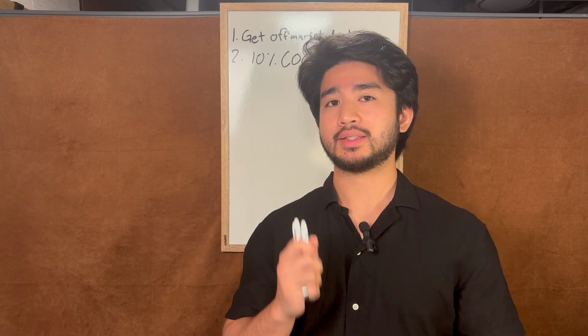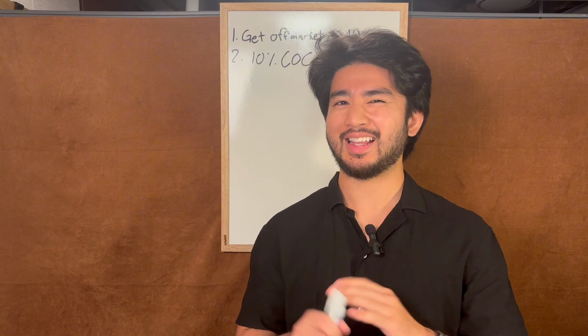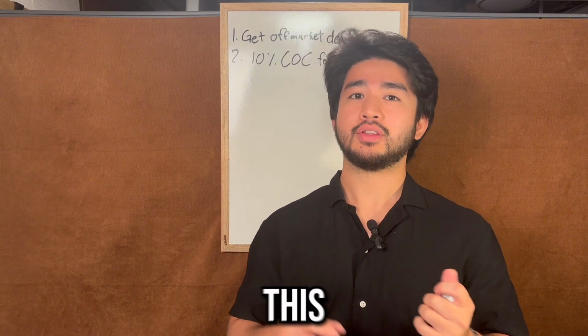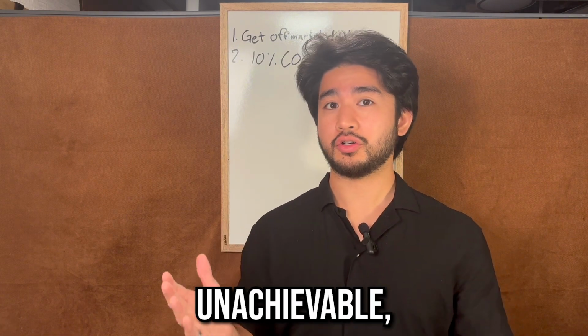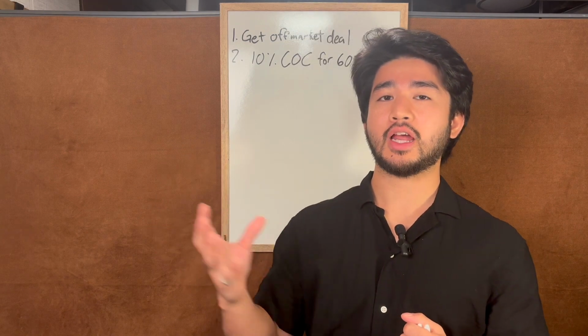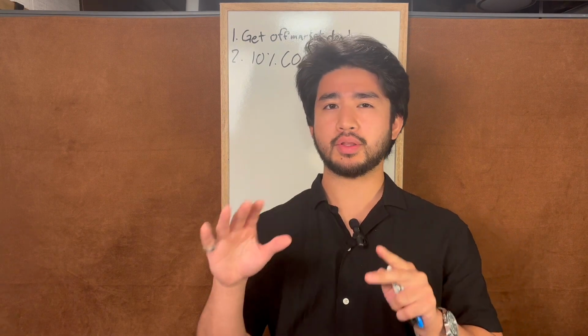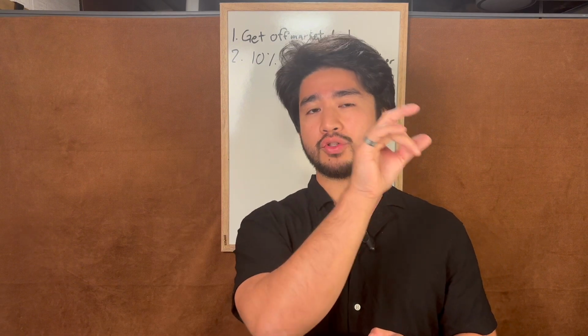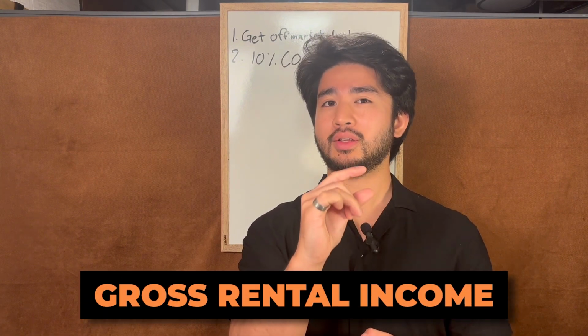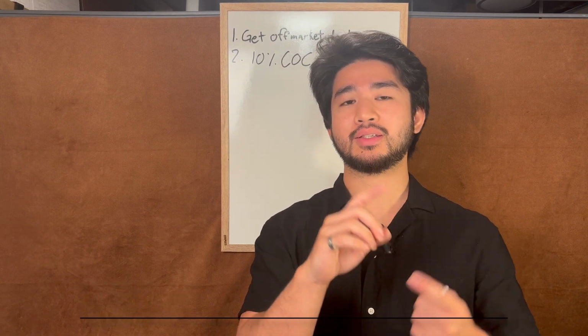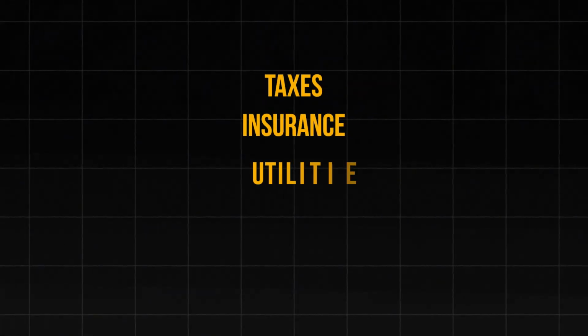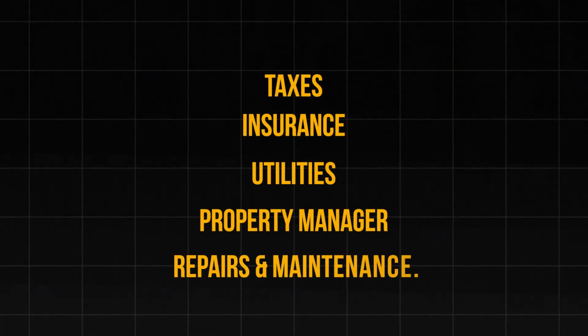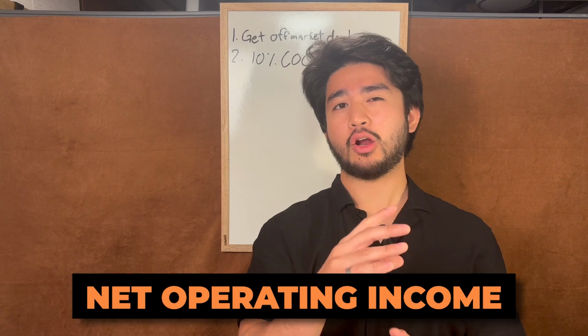So you need to have the skill of breaking down the numbers in less than 2 to 5 minutes. Now, this might sound crazy or unachievable, but trust me, if you have a cash flow analysis matrix, you just plug in the numbers, you see exactly how much cash you need to raise, how much the rents go for, so it spits out the gross rental income. You plug in all the expenses, the taxes, insurance, the utilities, the property manager, repairs and maintenance. It will tell you the NOI, the net operating income.